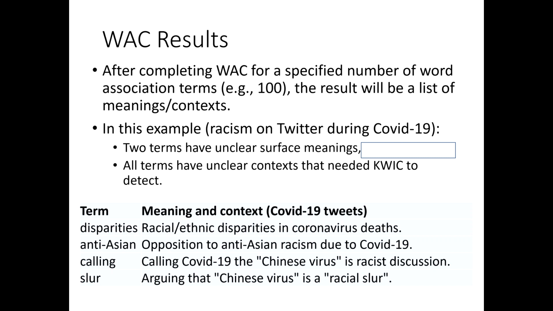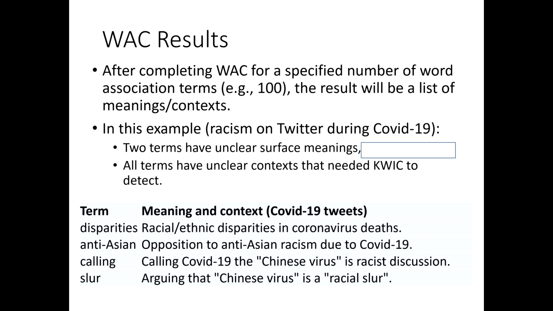Here's an example of some terms that have their meaning and context detected. After completing the WAC stage for a specified number of word association terms, I'd recommend at least 100, the result will be a list of meanings and contexts. And in the table below, these terms come from racism on Twitter during COVID-19. And there are four terms and a meaning and context for each one.